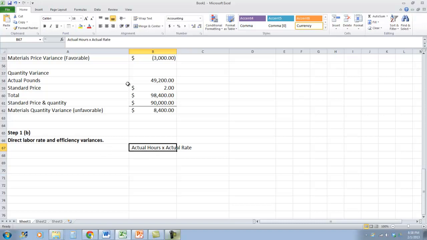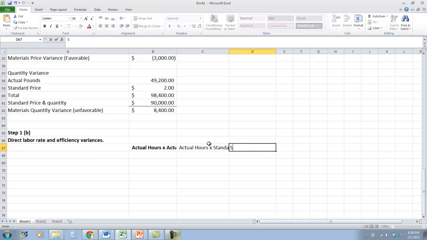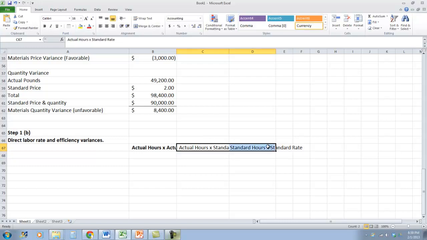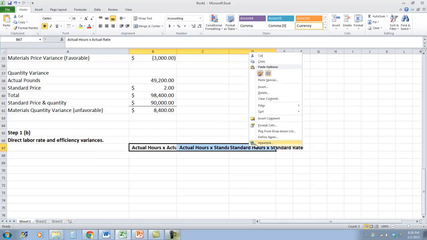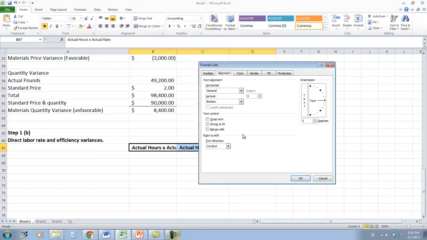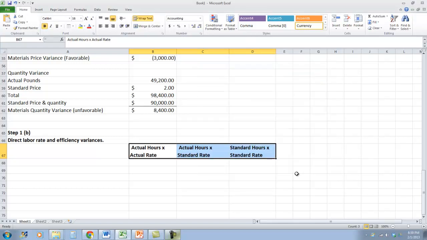So for the direct labor, we're going to take actual hours times actual rate. Then we need actual hours times standard rate. And then we need standard hours times standard rate. And we will wrap it up. All right.